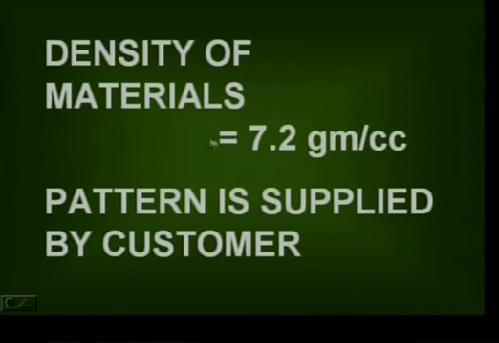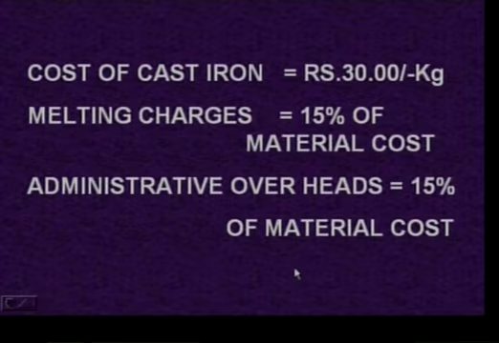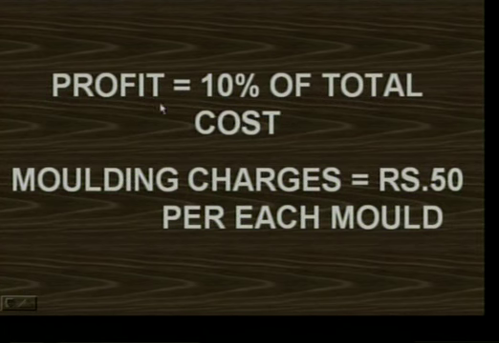Density of material is 7.2 gram per cc. The pattern is supplied by customer. Cost of cast iron is 30 rupees per kg. Melting charges are 15% of material cost. Administrative overheads are 15% of material cost. The profit is 10% of total cost. Moulding charges are 50 rupees per each mould.